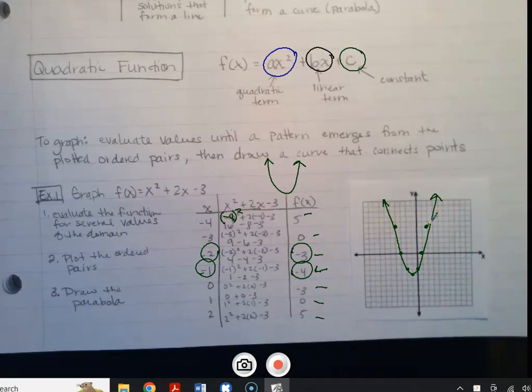What about this idea like equal distance? Could I take this parabola and fold it in half? It's symmetrical? Okay, where would it be symmetrical? At what point? Negative 1, 0.